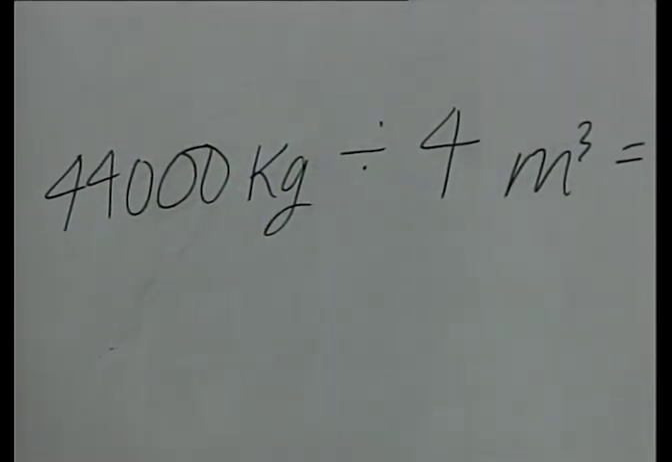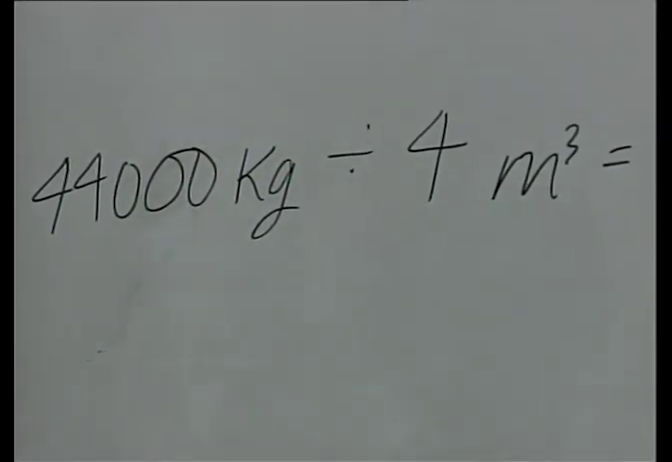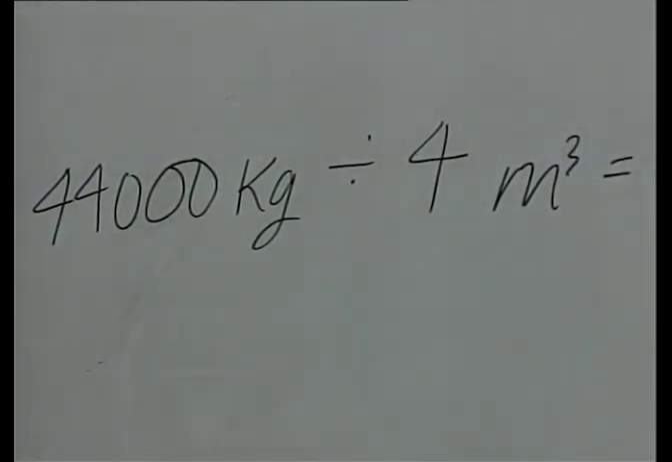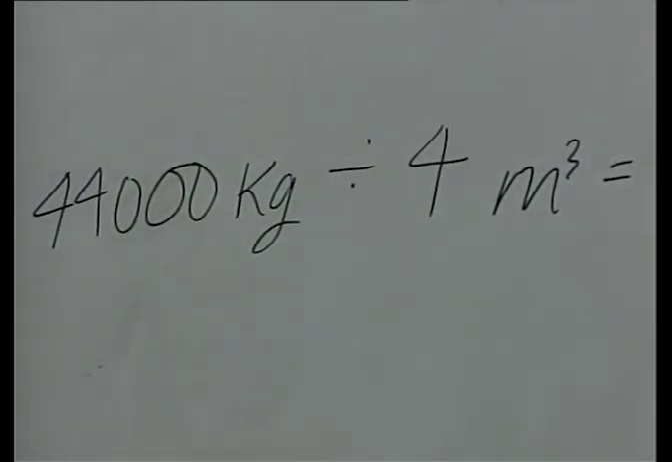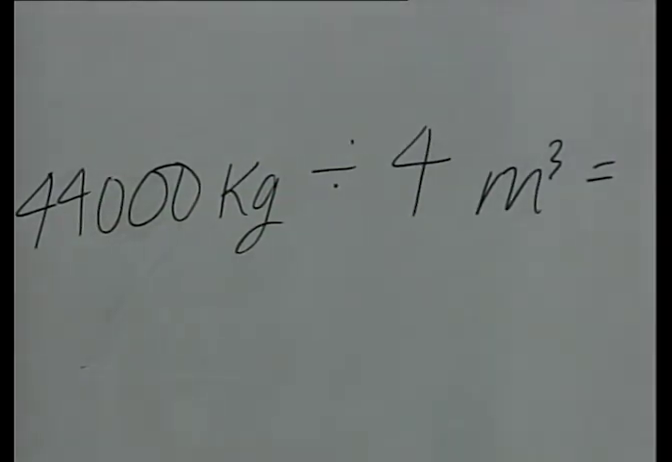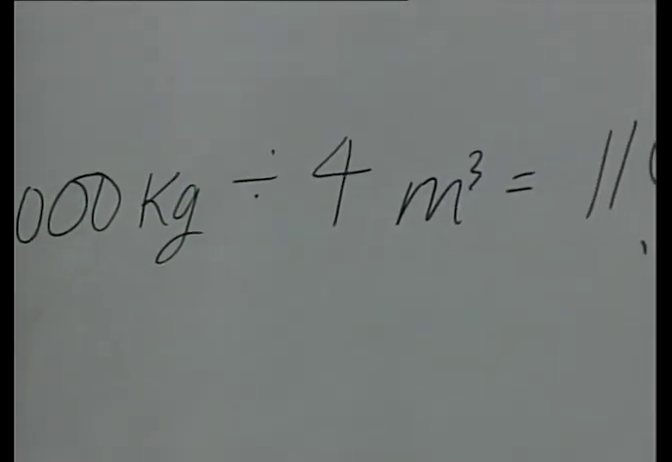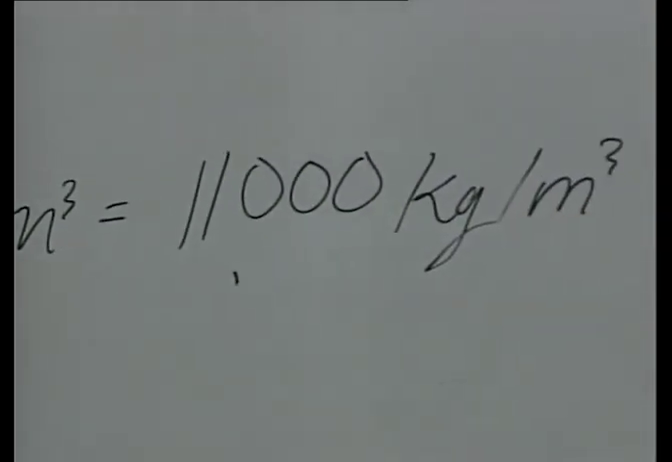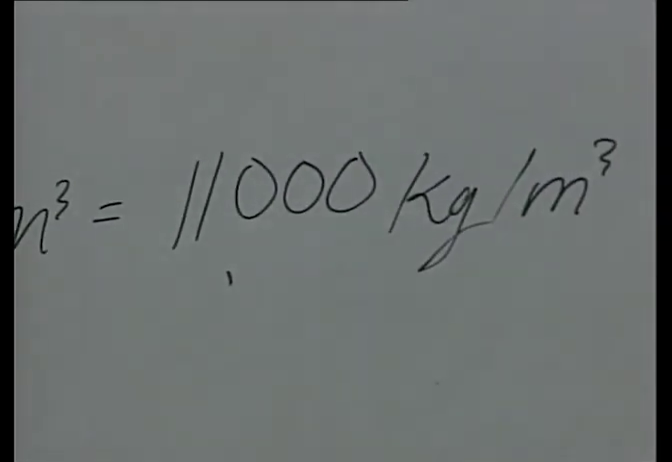Because the mass of the lead was 44,000 kg, I divided it by the volume, which is 4 meters cubed, and I got 11,000 kg per meter cubed. Okay, that is the answer to question number 1. Let's go to question number 2.